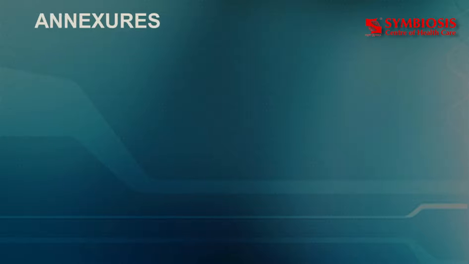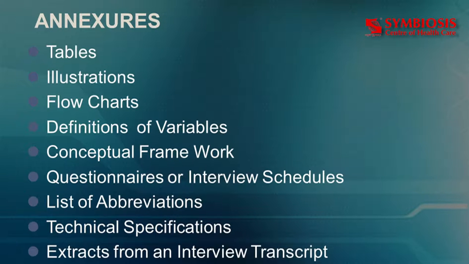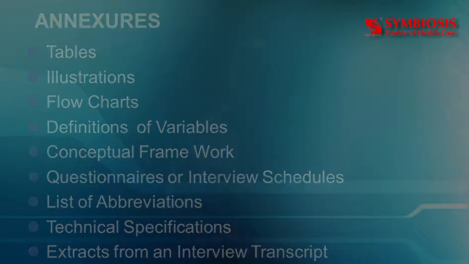You may need to provide annexures for tables, illustrations and flowcharts, sometimes definitions of variables, sometimes a conceptual framework. Some technical specifications, some raw data, and sometimes the study tools are provided. These are all provided as annexures for reference purposes to the journal at the review end.